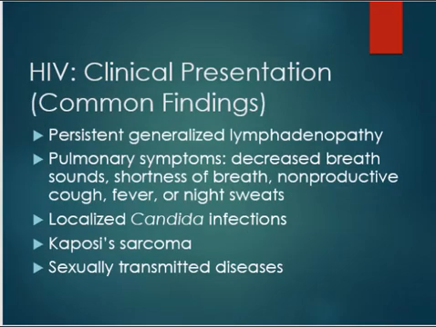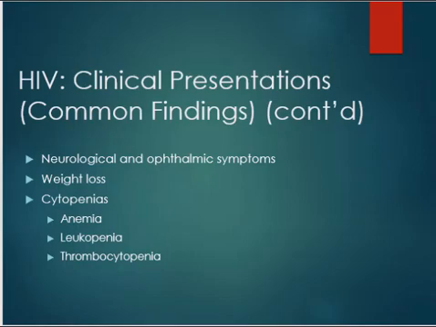Some of the things that we talked about include persistent lymphadenopathy and pulmonary issues. You may notice decreased breath sounds, shortness of breath, a non-productive cough, fever, or night sweats. They can have localized Candida infections such as thrush, Kaposi sarcoma we talked about of the skin, sexually transmitted diseases, and these increase the likelihood of HIV transmission. These patients can have weight loss, and then they can also have cytopenias such as anemia, low white count, and low platelets. I think we talked about that one.